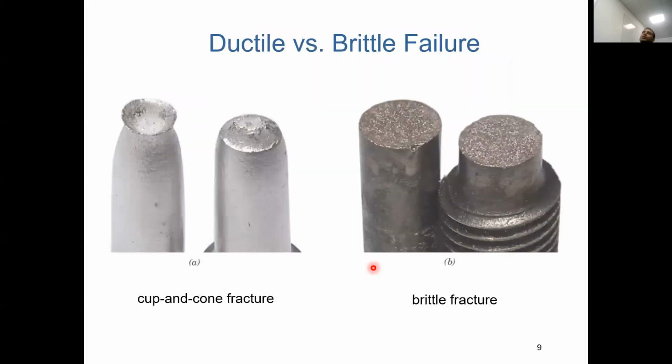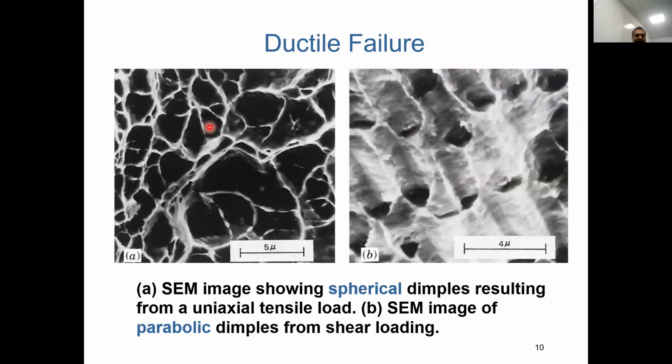Okay, here you go. This is an example of cup and cone failure. In cup and cone, this part is called the cone, and this part is called the cup. When we look at the brittle failure, you can see there is no reduction in cross-section area, and you can also see the brittle surface looks very shiny. When we do scanning electron microscopy, it looks like this.